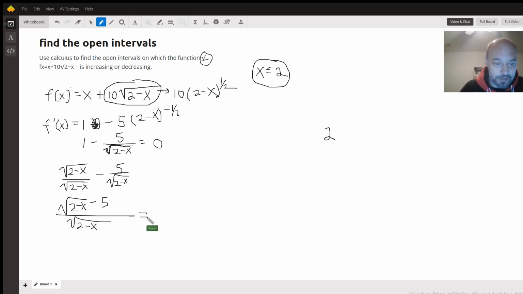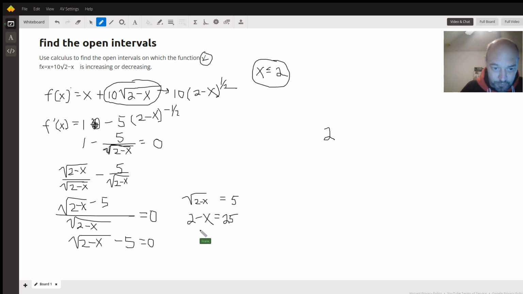When is this thing going to be 0? When the numerator equals 0. So square root 2 minus x minus 5 equals 0. And I'll add 5 to both sides. Square root 2 minus x equals 5. And then square both sides, get rid of the square root. 2 minus x equals 25.